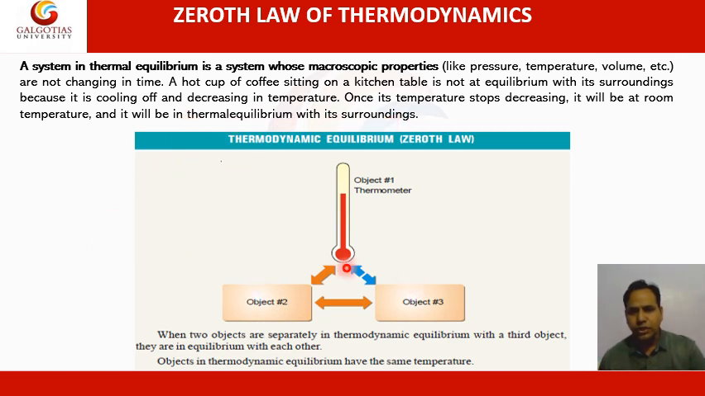Here they are showing objects 2 and 3, each in equilibrium with object 1. Here is the thermometer. When two objects are separately in thermodynamic equilibrium with a third object, they are in equilibrium with each other. So objects in thermodynamic equilibrium have the same temperature. This is the zeroth law of thermodynamics.